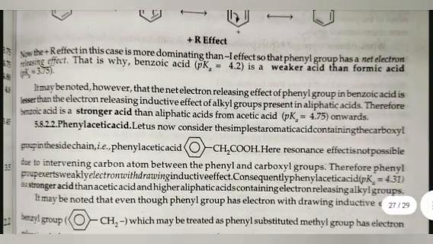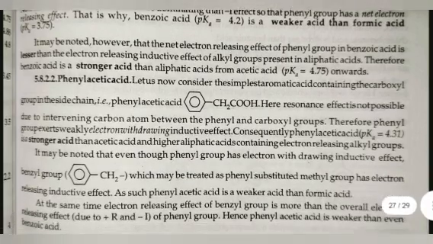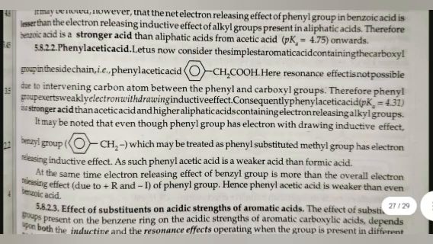Now the plus R effect in this case is more dominating than the minus I effect, so that the phenyl group has a net electron releasing effect. That is why benzoic acid is a weaker acid than formic acid. It may be noted, however, that the net electron releasing effect of the phenyl group in benzoic acid is less than the electron releasing inductive effect of the alkyl group present in aliphatic acids. Therefore, benzoic acid is a stronger acid than aliphatic acids from acetic acid onward.